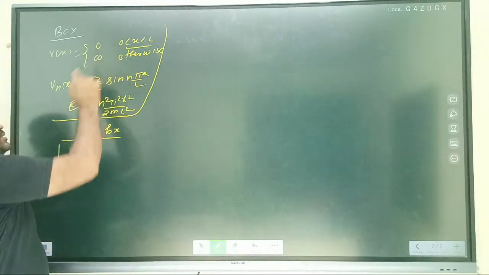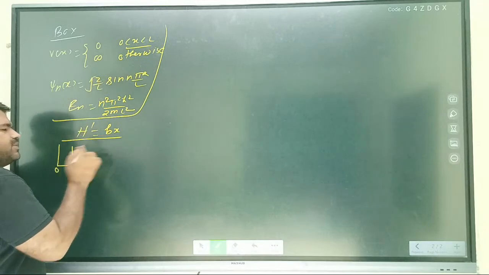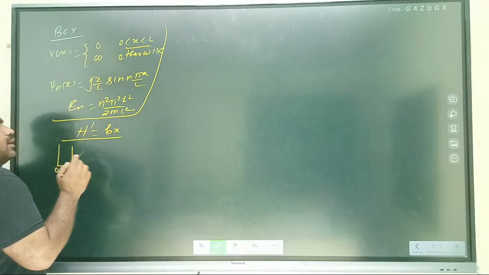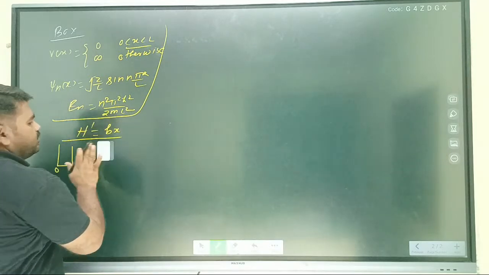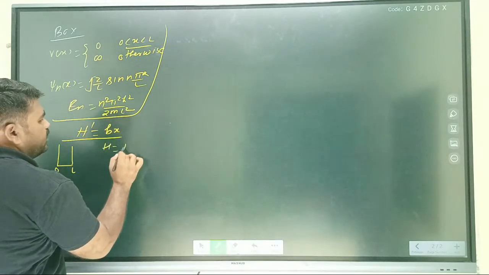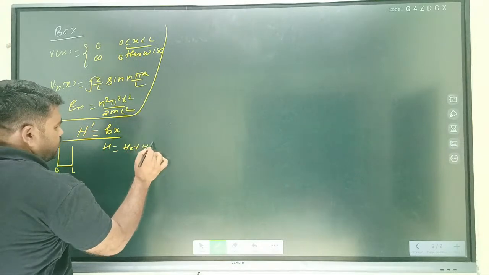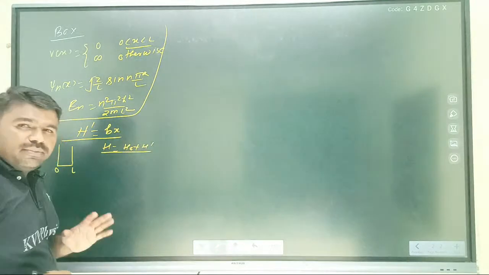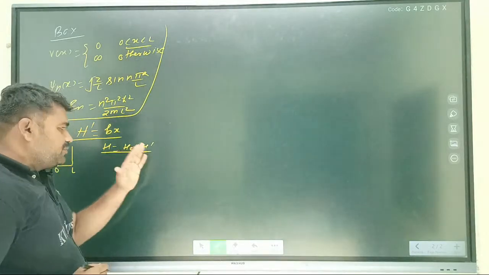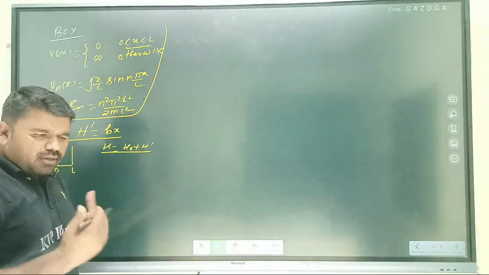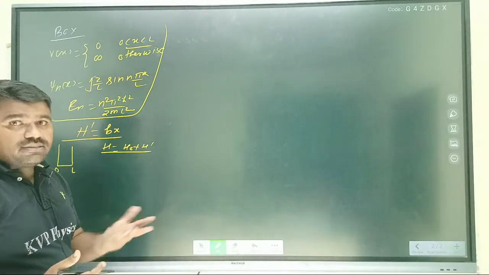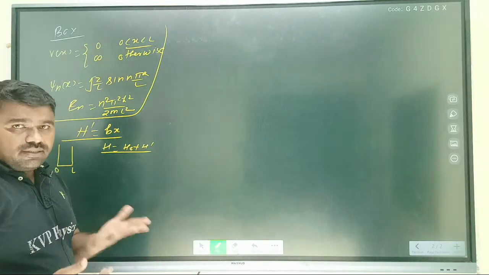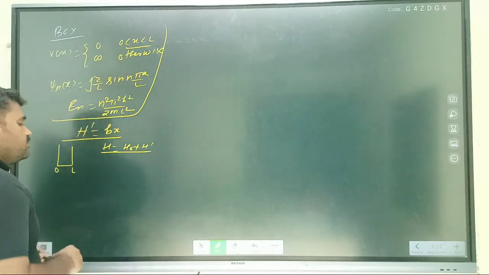The system is a box. Then what is the H? The expectation of H is nothing but energy, and the total Hamiltonian is equal to H naught plus H prime. H naught means the unperturbed Hamiltonian. H prime means the perturbed Hamiltonian. The perturbed Hamiltonian is because of an extra change, because of an extra force. Yes or no? Now H naught plus H prime.